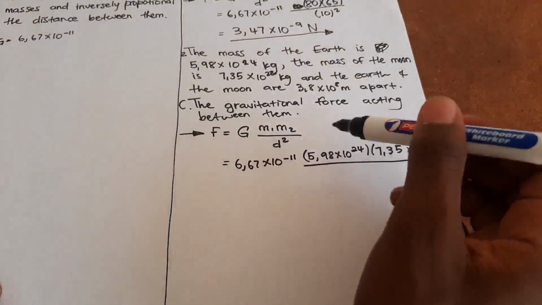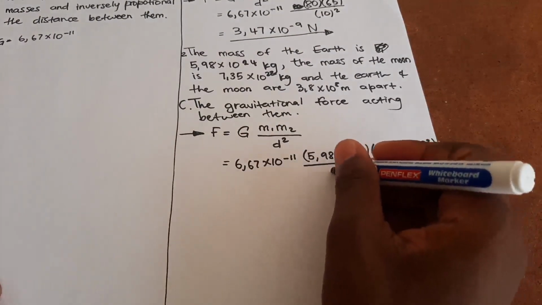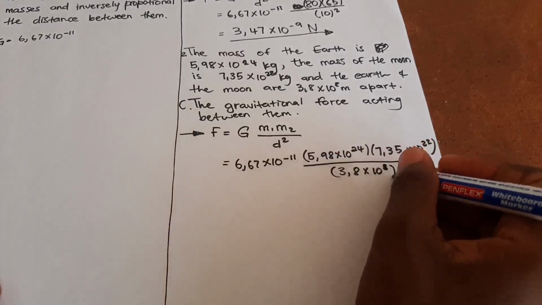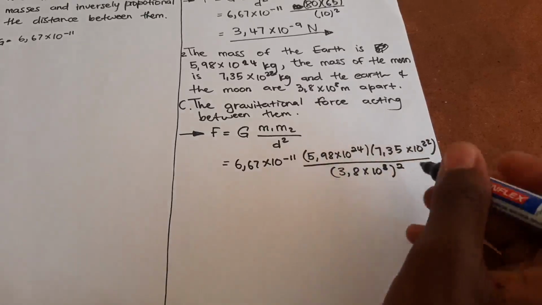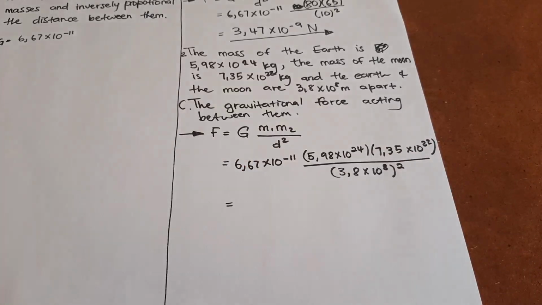What's the distance between the earth and the moon? The distance is 3,8 multiplied by 10 to the power of 8, squared. Yes, squared, because they are apart by that distance. So that's equal to, let's press that in the calculator. 6,67 multiplied by 10 to the power of negative 11, open brackets, close brackets. Press that in your calculators also, guys.